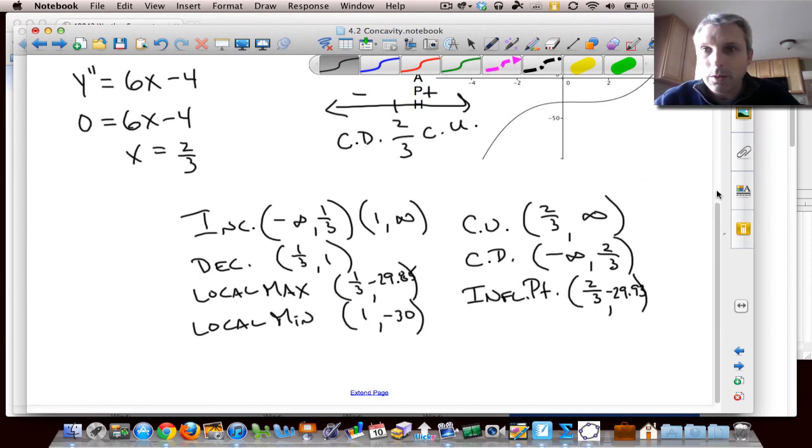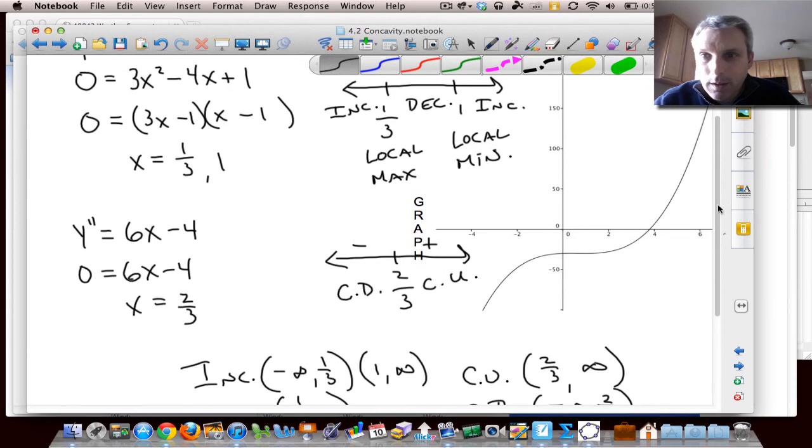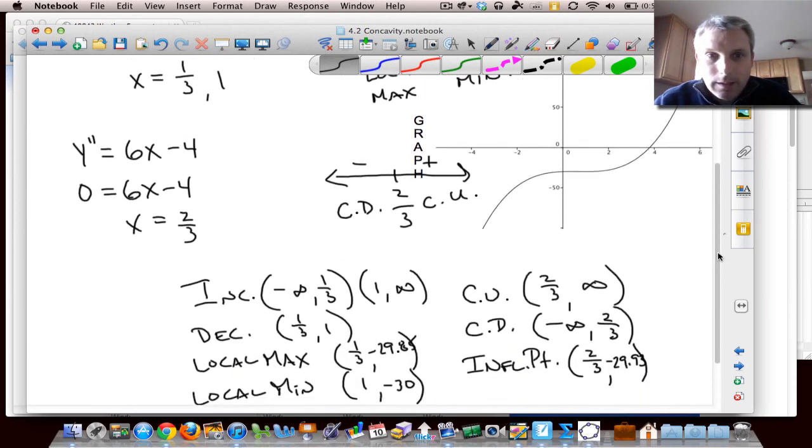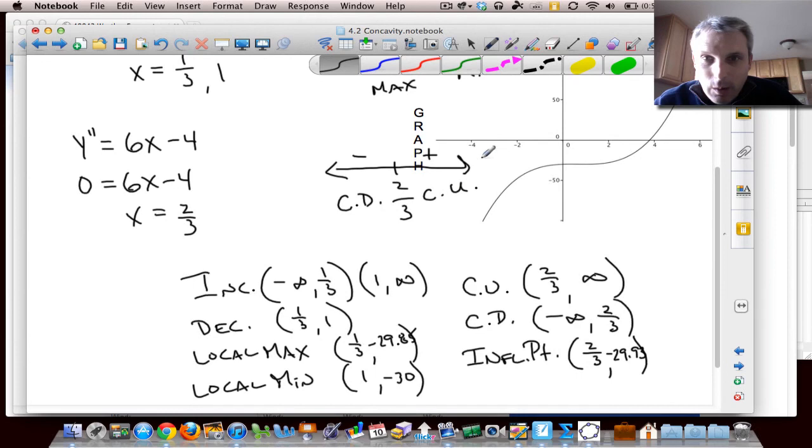I'm going to go back to my graph here. Let's see what I can show here. So my local max is at 1/3, which is right about here, negative 29, which is here. I have a local min, which is at 1, which dips down to negative 30. There's a tiny little dip down here. And then an inflection point at 2/3, which is right about here. That's where I'm changing from concave down, boom, to concave up. So visually, you can't see it. Calculus shows us exactly what's happening there.